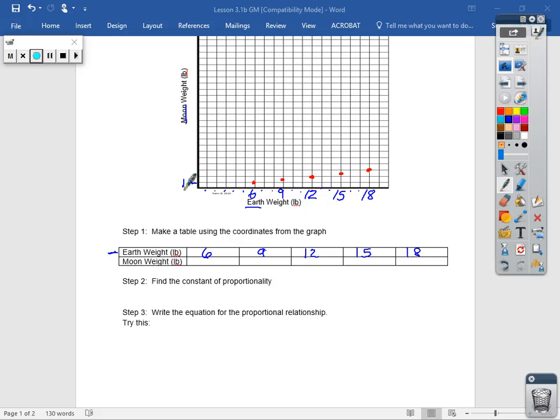So now let's find out our weight on the moon. Our first one is right here, which is 1. And our second one is at 9, and it's about halfway in between. And yes, I know my lines aren't perfectly straight, but it's 1.5. And our third one, our 12, is at 2. And 15 looks to be about 2.5, and 18 is at 3.